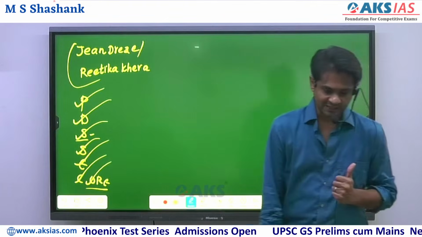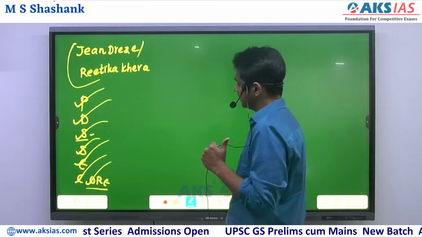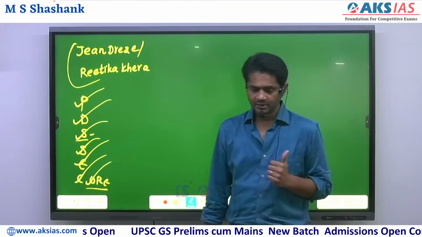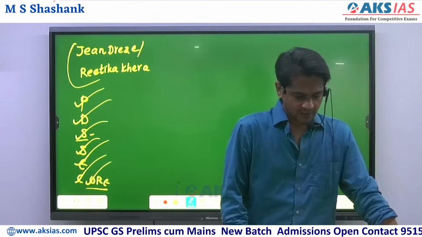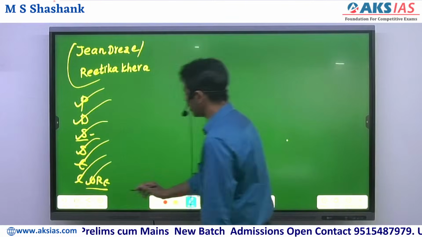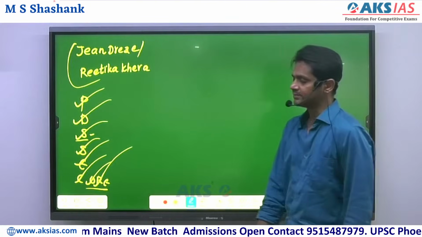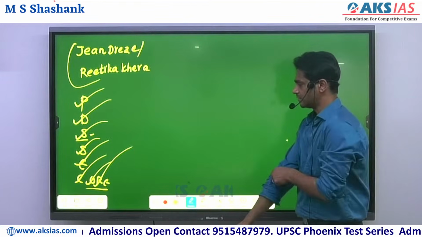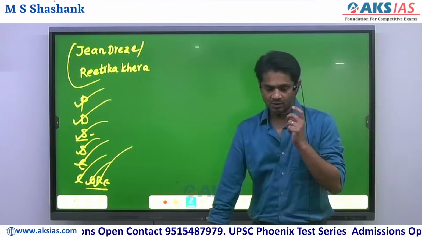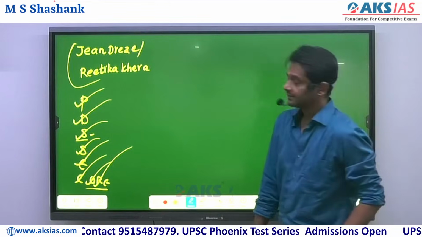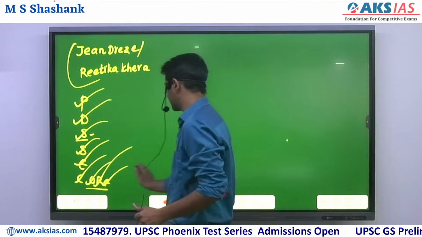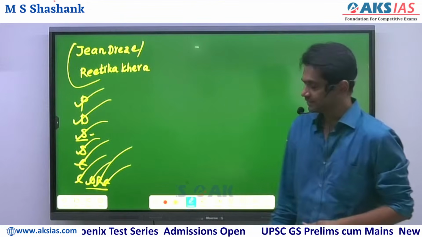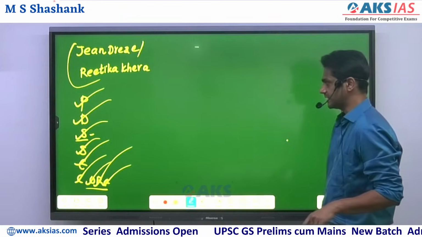U stands for universal portability through One Nation One Ration Card, or just remember universal portability. R for reforms through technology and accountability. It's a broad thing. E stands for entitlements, rights based framework. Entitlement based or rights based food security.